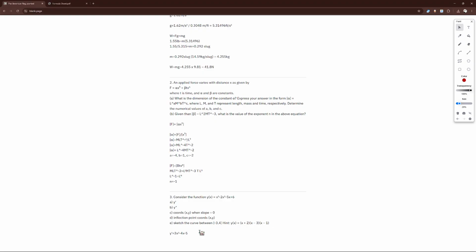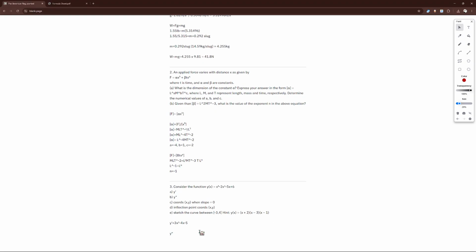That's part A answered. Part B wants us a second derivative. So again, this is high school. You should be able to do this. 6x minus 4. Just like that.